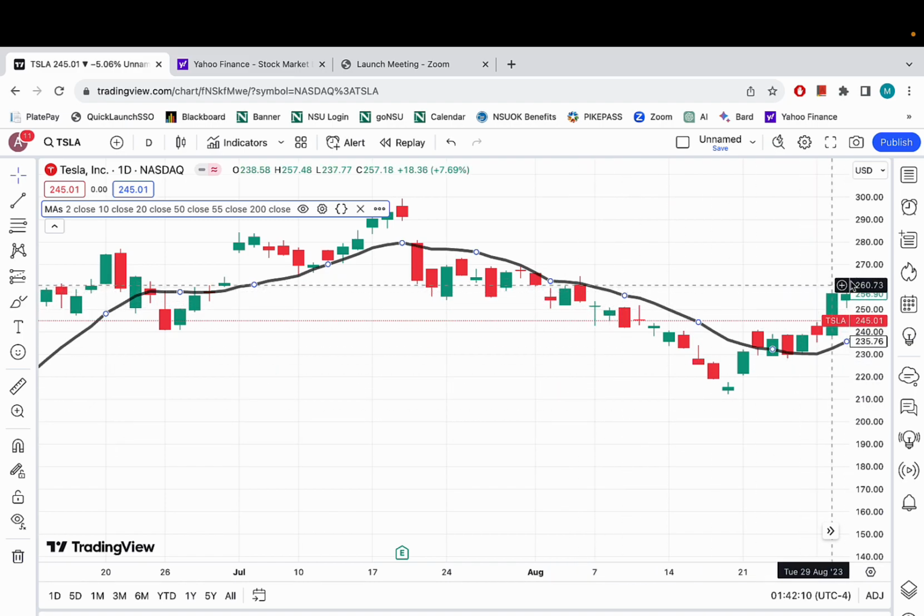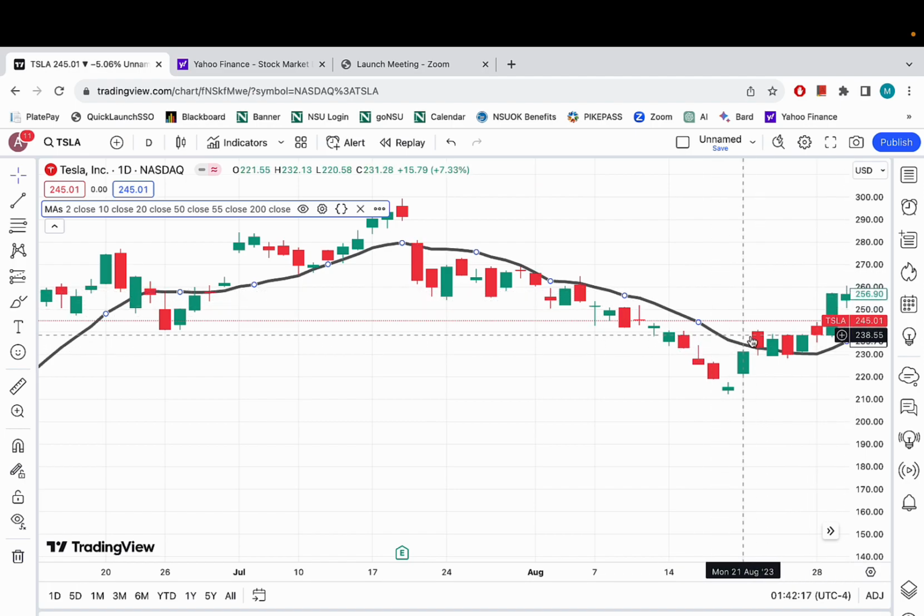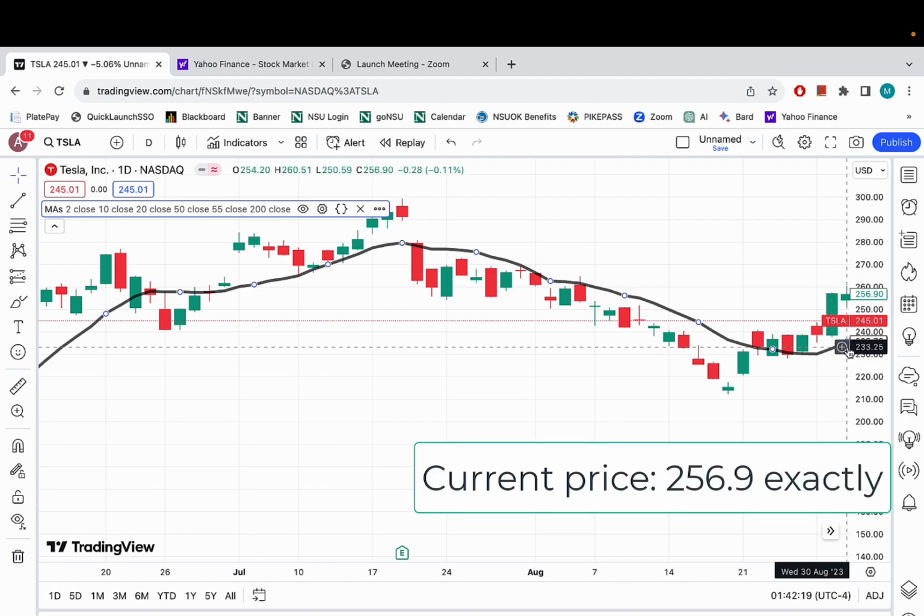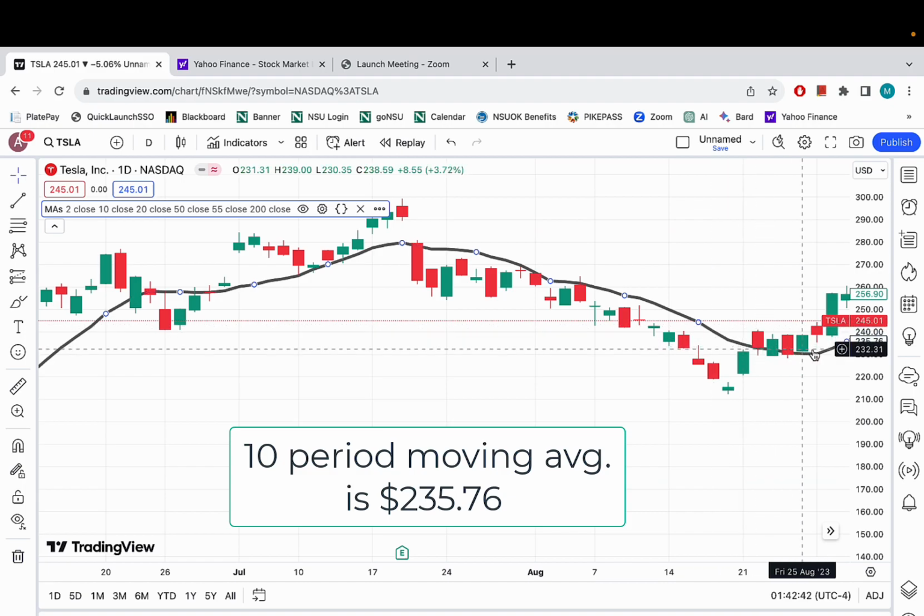As you can see here, the current price is something close to 250, and this 10-period moving average is below that. If the price is below the 10-period moving average, it would mean that the stock is in a bearish position and they would sell their stocks if they have any. But if they find that the current price is above the 10-period moving average, which is actually the case here, so this black line is the 10-period moving average.